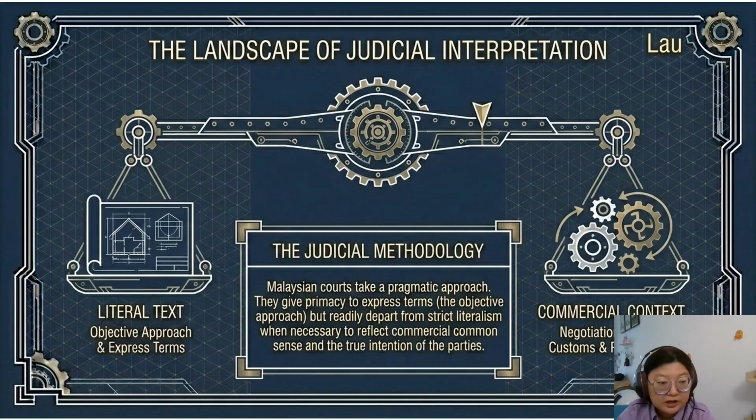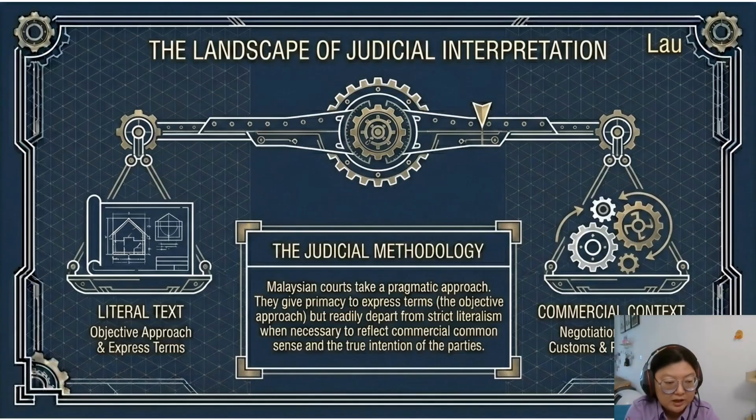How do Malaysian courts actually interpret contracts in practice? Malaysian courts take a balanced approach. They do not read a contract in a purely literal way, nor do they ignore the written words. Instead, they examine both the literal text of the contract and the commercial context surrounding it, looking at negotiation, industry custom, and the parties' conduct. This approach is guided by Section 30 of the Contract Act 1950, which requires certainty, as agreements of uncertain meaning are void.